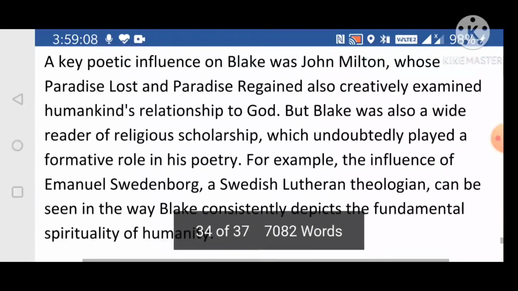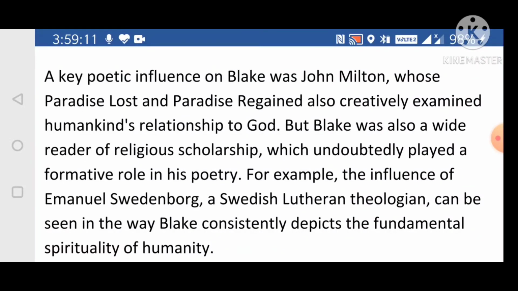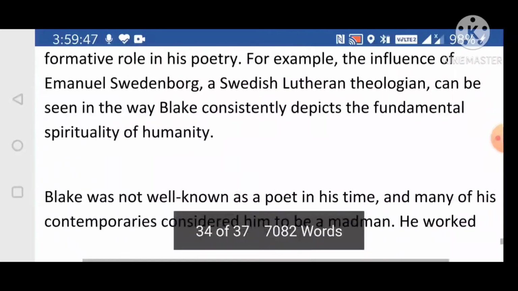A key poetic influence on Blake was John Milton, whose Paradise Lost and Paradise Regained also creatively examined humankind's relationship to God. But Blake was also a wide reader of religious scholarship, which undoubtedly played a formative role in his poetry. For example, the influence of Emanuel Swedenborg, a Swedish Lutheran theologian, can be seen in the way Blake consistently depicts the fundamental spirituality of humanity.